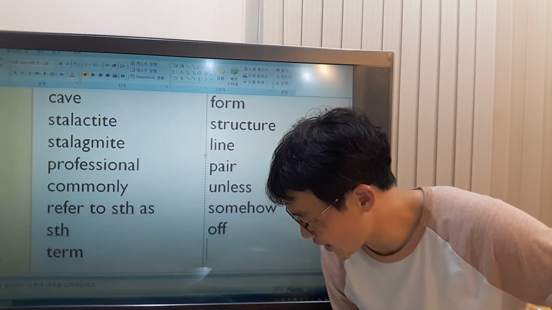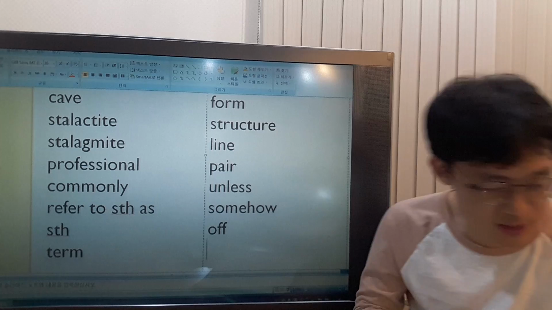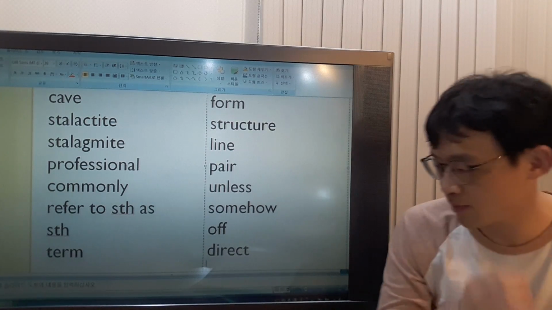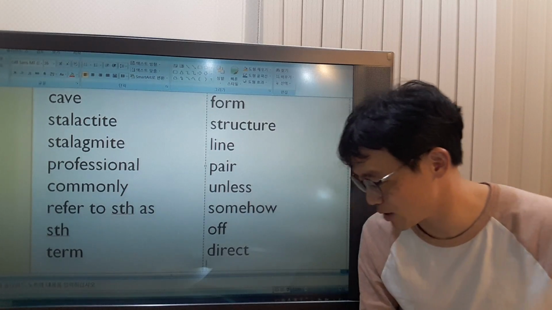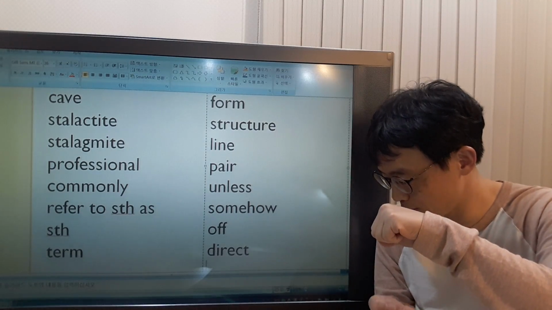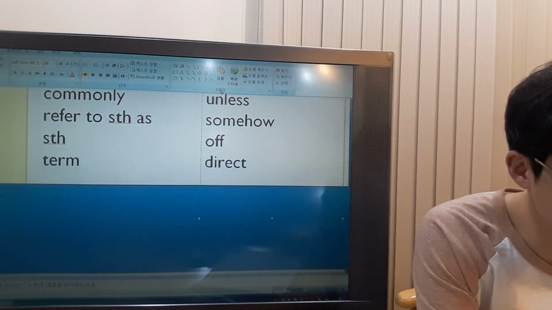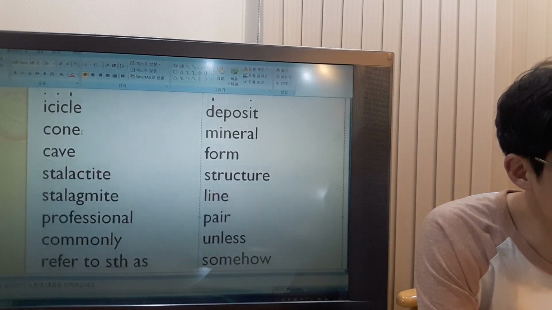You will always find one directly beneath the other. Directly. What does direct mean? Direct means there's nothing in between. Directly beneath means nothing in between and beneath. What does beneath mean? Beneath means under. Directly under.